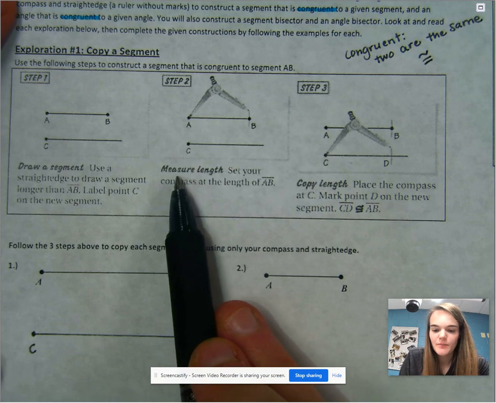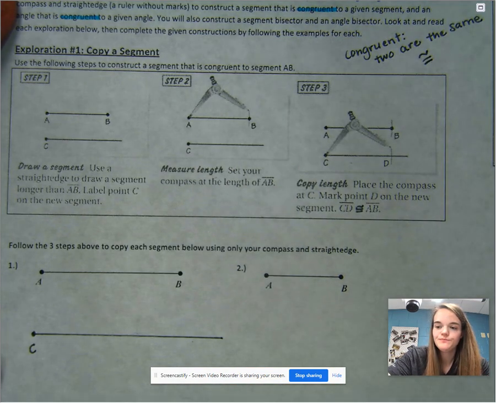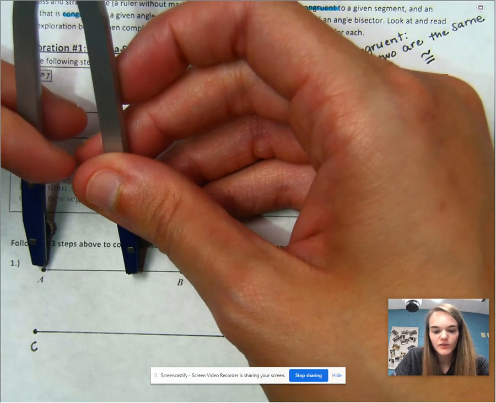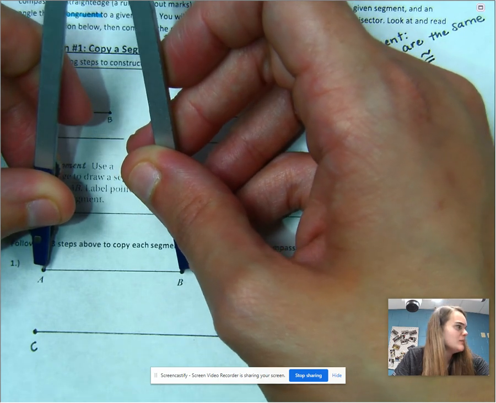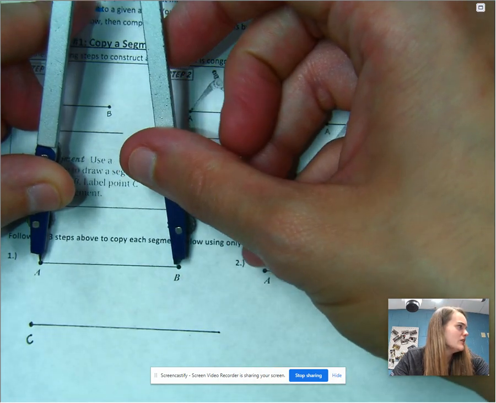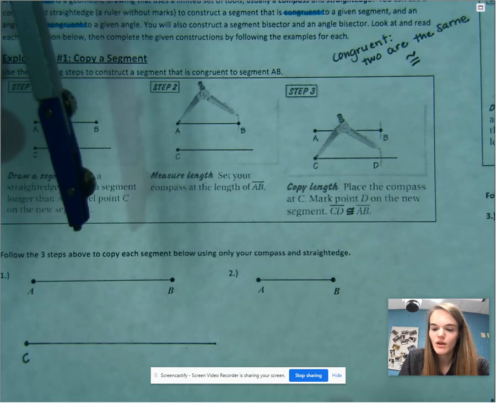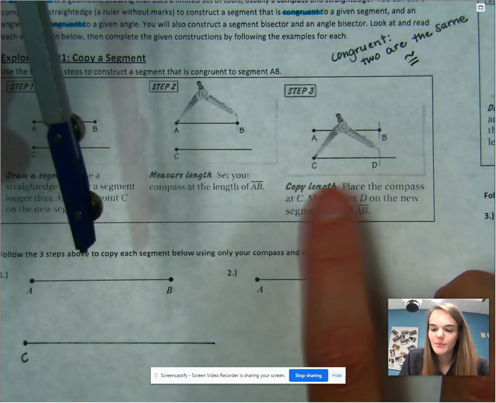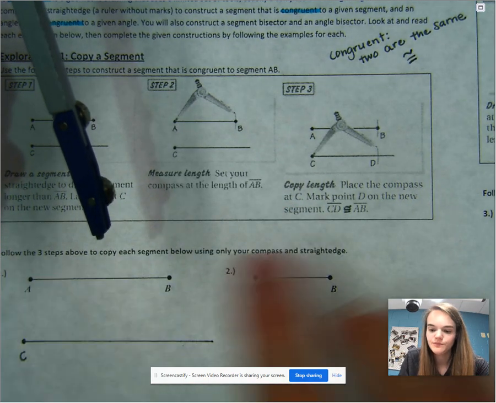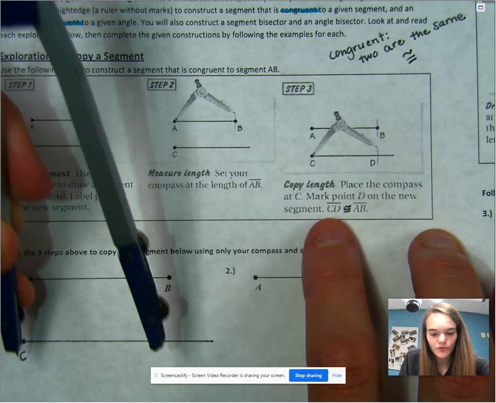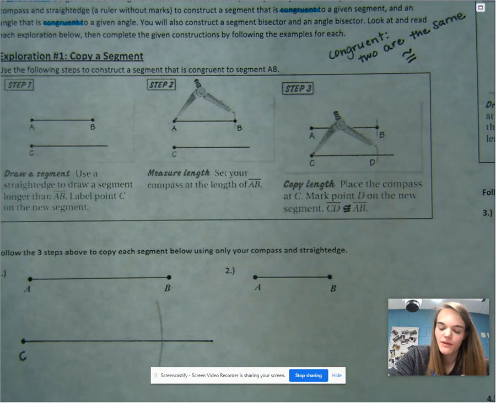Step 2. Measure length. Set your compass at the length of AB. Okay. I'm going to take my compass and widen it out so that they're at A and at B. See how I've done that all the way? It's as far out as it can be. Okay. That's step 2. Step 3. Copy the length. Place the compass at C. Anytime it says place the compass, it's talking about this metal piece right here. Mark point D on the new segment. Put compass here. Make a little arc. This is D.